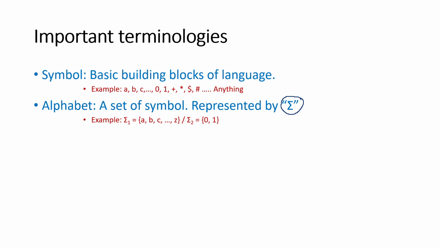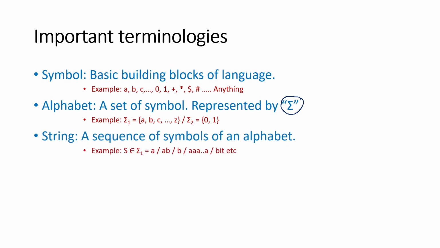So that means each and every language must be associated with some alphabet, and alphabet will contain a set of symbols. A symbol is a single character, plus, minus, a, b, c, d, 0, 1, that's all. And alphabet is the set of all these symbols. That means the alphabet of English language will contain A to Z. Alphabet of binary language will contain 0 1, as I have shown over here. That's all. Now the next one is what we call string.